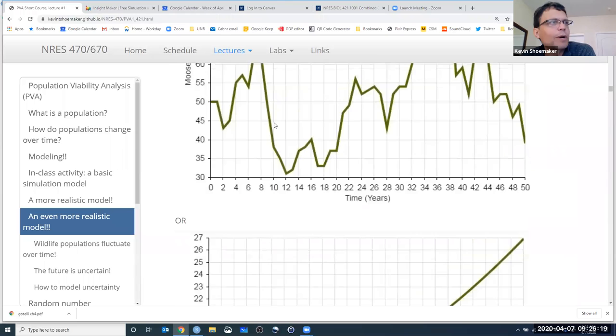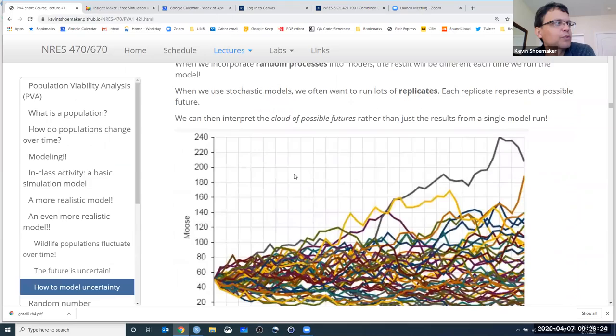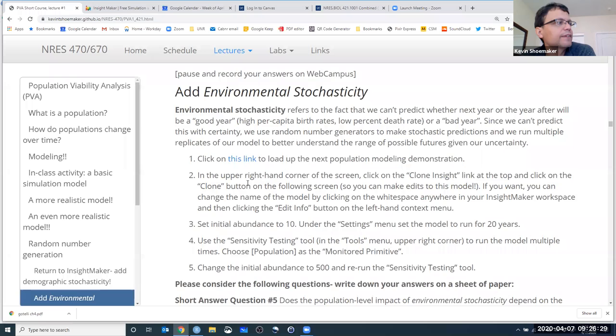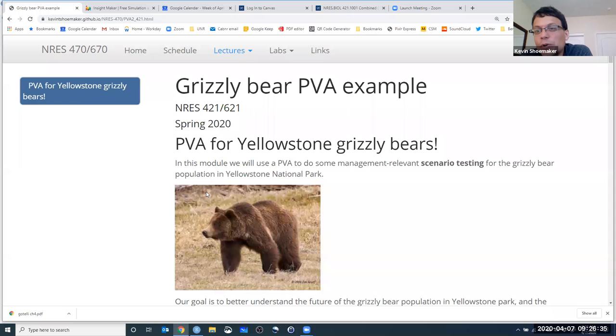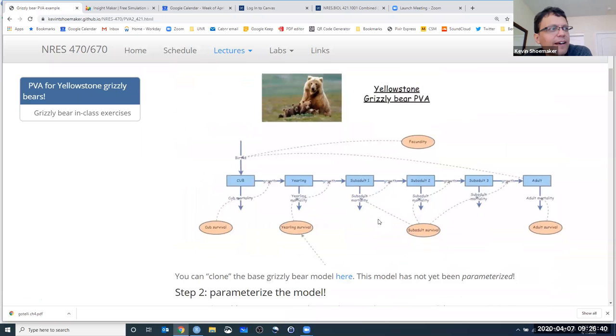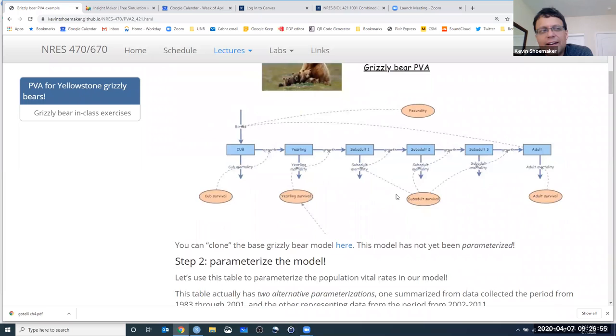And then just quickly introduce you to the remainder of the short course. Right here, go to the Grizzly PVA. That's the second part. That's the first of the real world PVAs. So there's just an introduction to the Grizzly Bear PVA, how we're conceptualizing this system. We're breaking down the grizzly bear population into subcomponents, including cub, yearling, subadults, all the way to adult, and assigning different vital rates like survival or fecundity to these different stages. So that's how we're modeling the grizzly bear population.